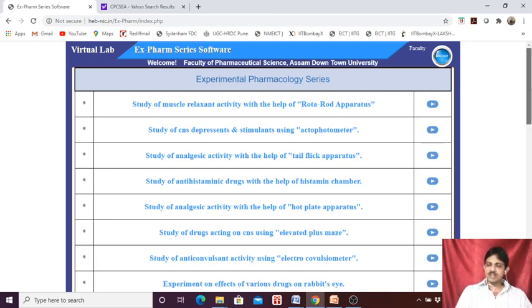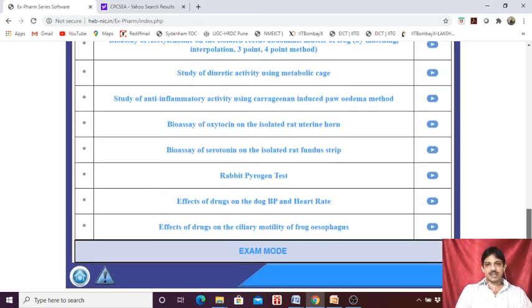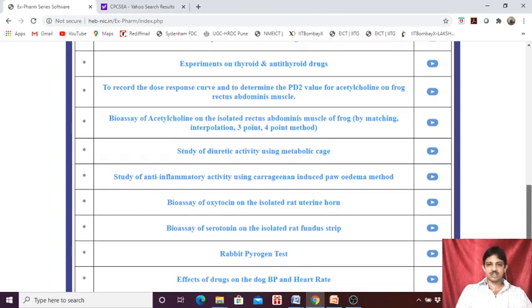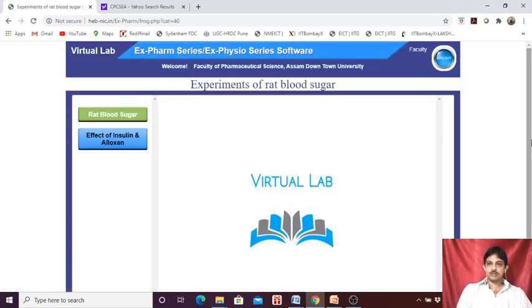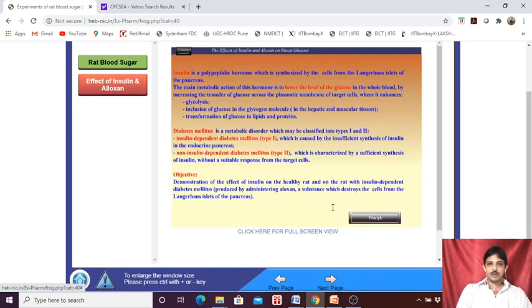So first I'll discuss the principle, then I'll discuss the procedure, how we can do the experiment, and what the difference is if you are going for this particular experiment on the animal. That means if you are doing some new research and using the animal, how we have to do this experiment. So the experiment on blood sugar, click it, go to the virtual lab.